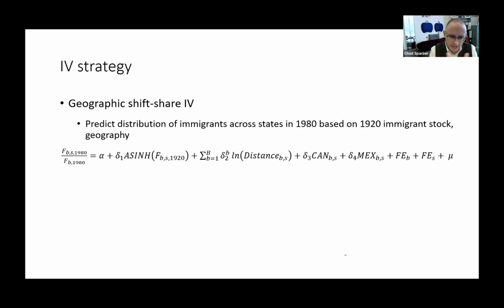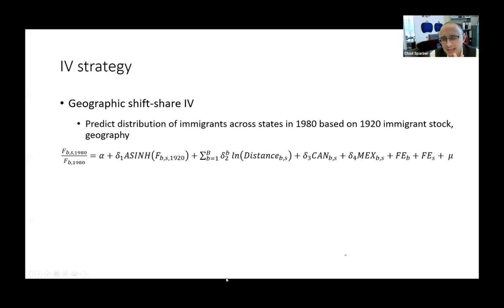And so what we have here is, consider that first term, which I've called this local stock variable. What's happening in 1980? Well, that's an observation that we can throw on the left-hand side of a regression. And on the right-hand side, we can include what's happening even further back in time. Okay, so what's the foreign-born labor force from a country living in a state in 1920? So that's 100 years ago. What was happening 100 years ago?